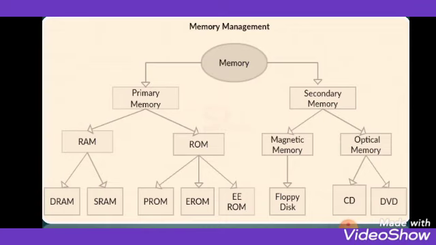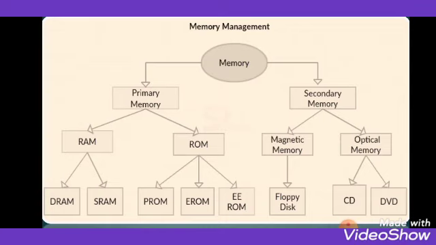ROM has another three parts. There is PROM, programmable ROM, EPROM, erasable programmable ROM, and EEPROM, electrically erasable ROM. Coming to secondary memory, it is magnetic memory and optical memory.